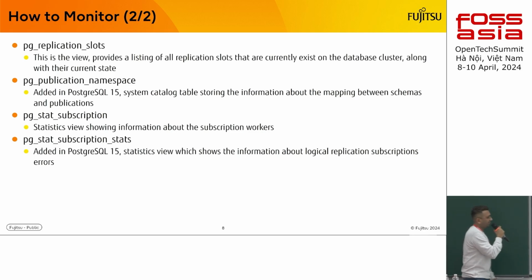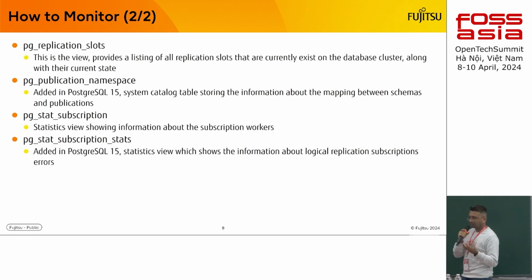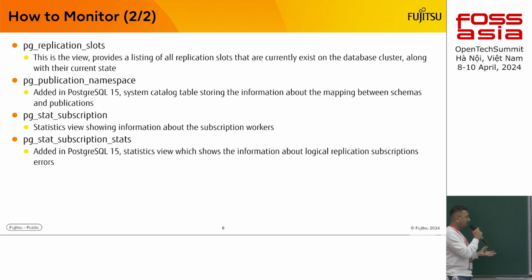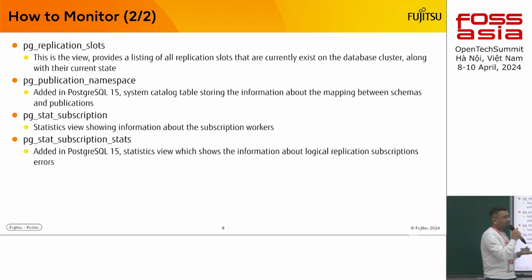PG stat subscription is a statistics view useful to provide the information about the logical subscription workers. And the last one is PG stat subscription stats. It was also introduced in PostgreSQL 15 and provides the information about the logical replication subscription errors.